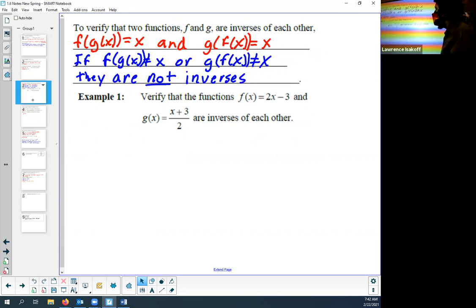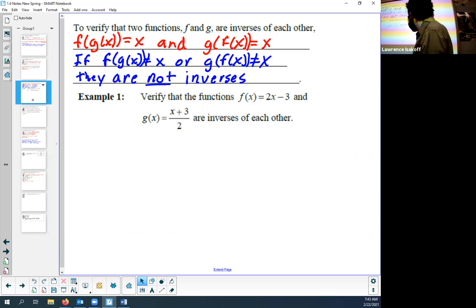So to verify two functions are inverses, we're going to compose them. If we do f of g of x and we end up getting just x in the end, and when we do g of f of x, we get just x in the end, they are inverses. If we compose them and get anything except for x, they are not inverses. I'm going to show what that means graphically, and I'm going to first show it algebraically.